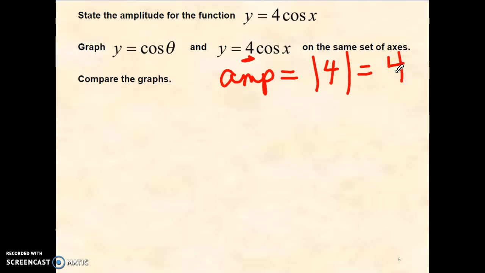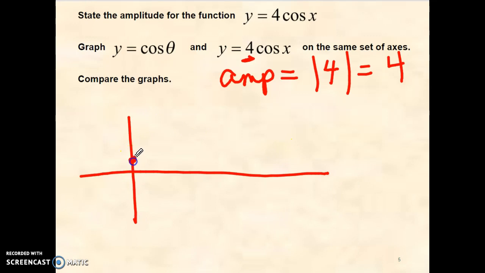So in other words, when we draw our graph, we're not going to go to a maximum of 1, but we're going to go to a maximum of positive 4.